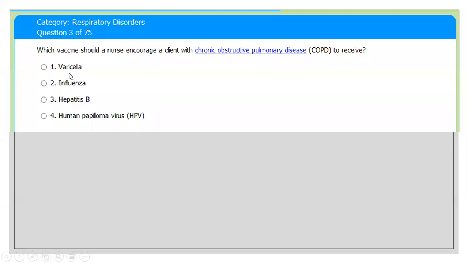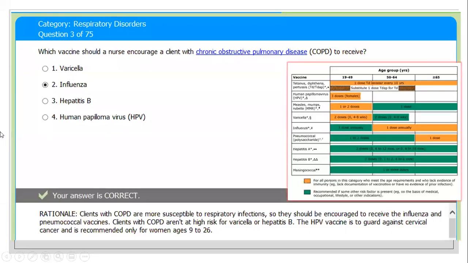Varicella, influenza, hepatitis B, or human papillomavirus. Which one? The correct answer is influenza. Varicella we give for chickenpox, hepatitis for liver disease, and human papillomavirus is for STI.